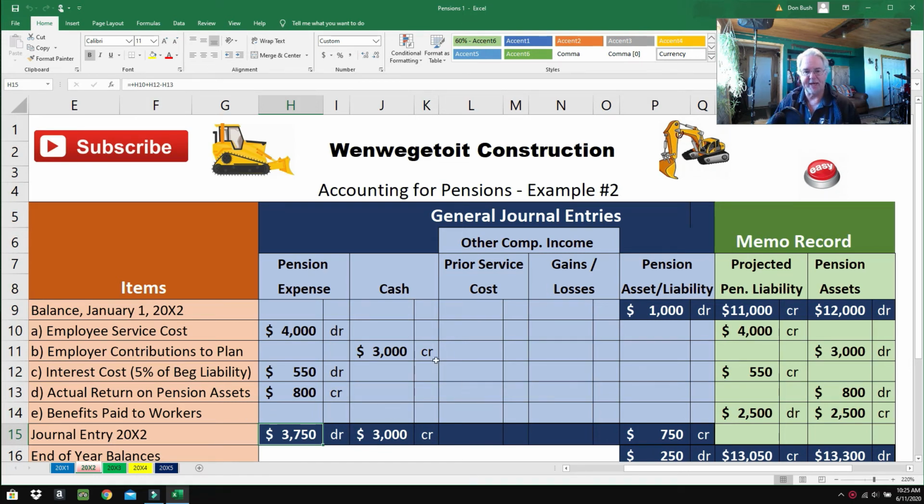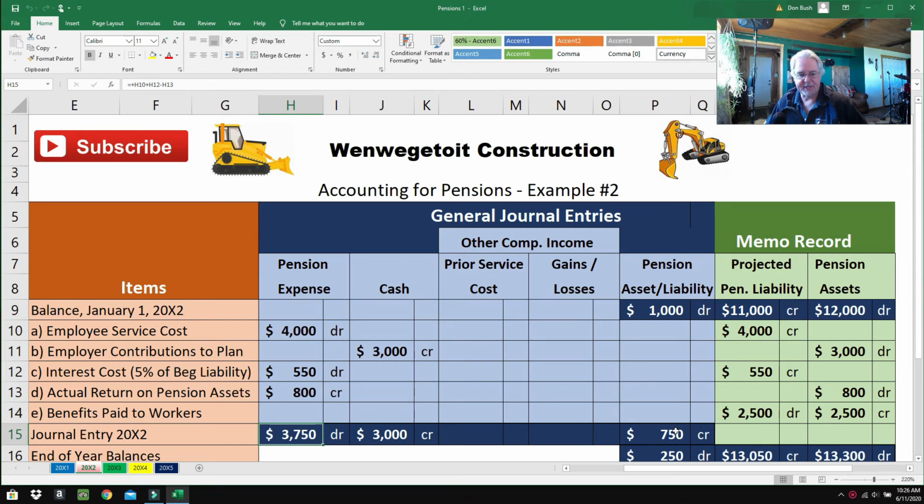So our pension expense will be 3,750. Let's add up the cash column, which is easy. $3,000 credit, so the total here is $3,000 credit. Now, the 750, how do we do that? There's nothing in this column here. Well, we don't need to use that column. We just look at the $3,750 debit and the $3,000 credit, and we ask ourselves, what's it going to take to make this thing balance? Well, we need a $750 credit, because $750 credit plus a $3,000 credit is equal to a $3,750 debit. So it all balances out. That's how you figure it out.